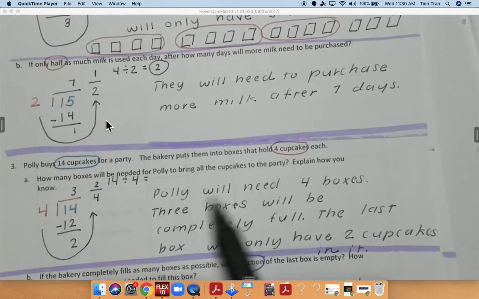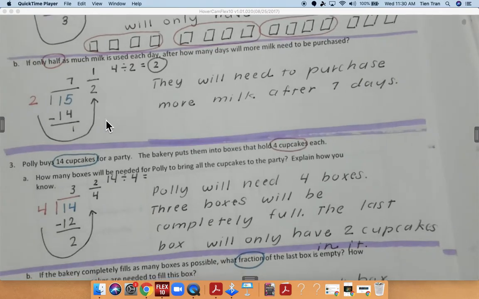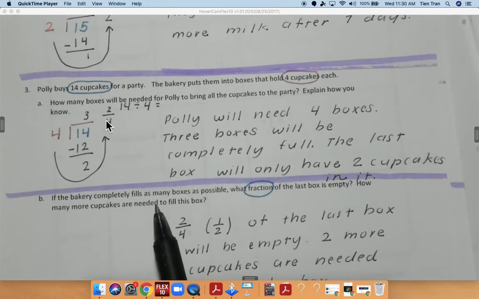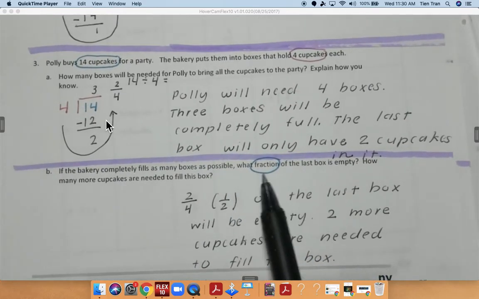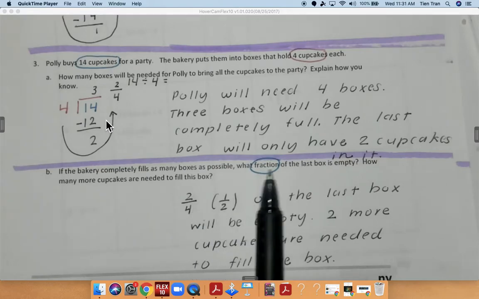So that means that Polly will need 4 boxes because 3 boxes will be completely full, just like the number 3 we have here. But the last box will only have 2 cupcakes in it because only 2 can fit out of 4. Now for problem B. If the bakery completely fills as many boxes as possible, what fraction of the last box is empty? How many more cupcakes are needed to fill the box?